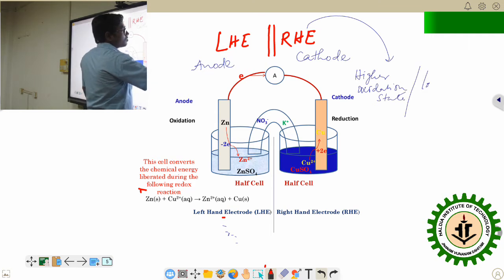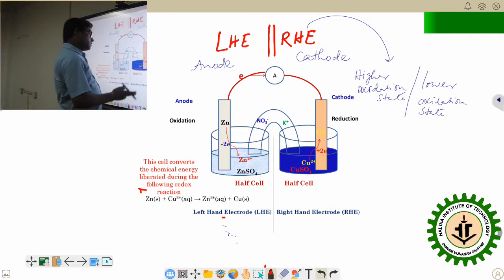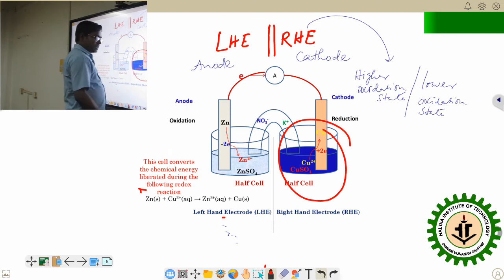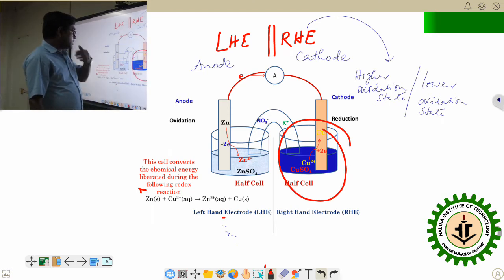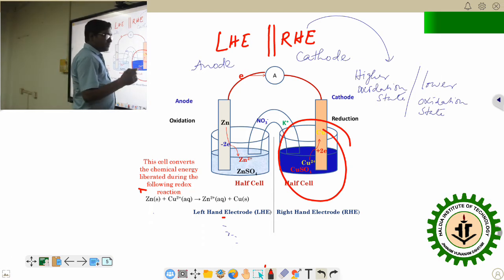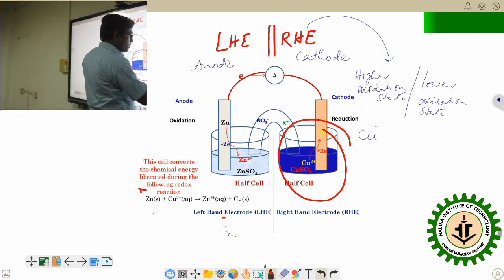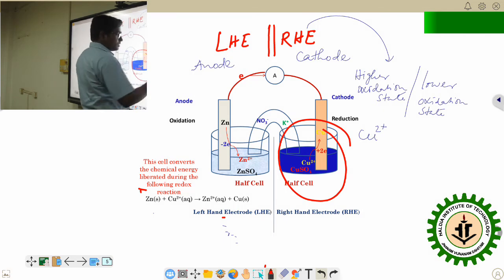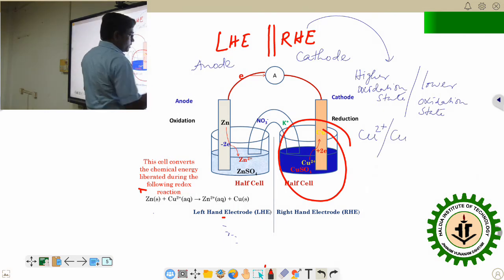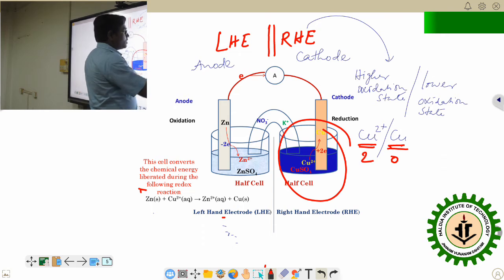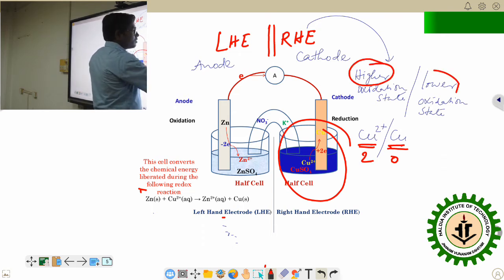followed by the lower oxidation state. Say for example, if we consider this right hand electrode where there is the ion copper 2 plus and the metal copper, the higher oxidation state means copper 2 plus, where copper is in its plus 2 oxidation state. Then what will we write there? Copper. You see here the state is plus 2. What is the state over here? 0. 2 and 0, 2 is the higher state and 0 is the lower state.